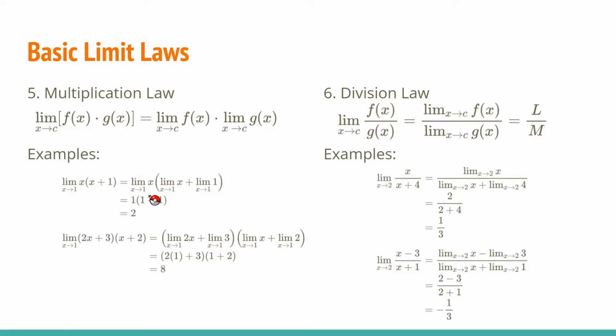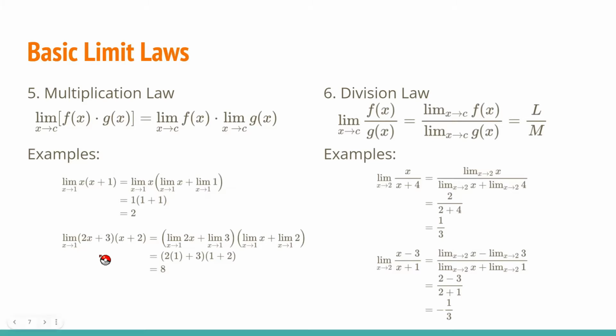So for example, the limit of x times x plus 1 as x approaches 1 is equal to the limit of x as x approaches 1 times the limit of x as x approaches 1 plus the limit of 1, and so on. So using the other limit laws that we learned, we will get 1 times 1 plus 1, which will give us 2.